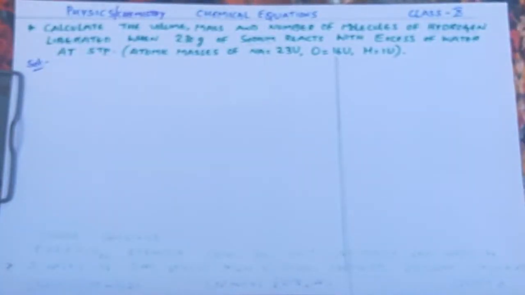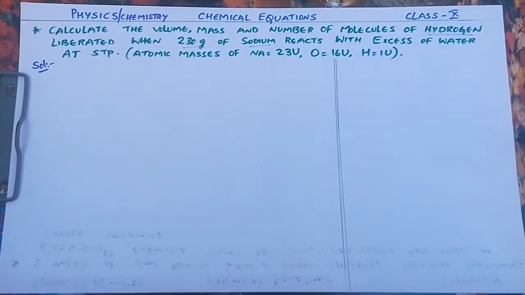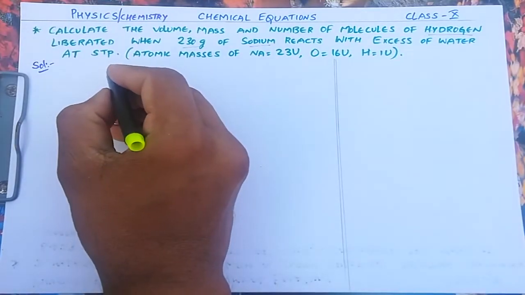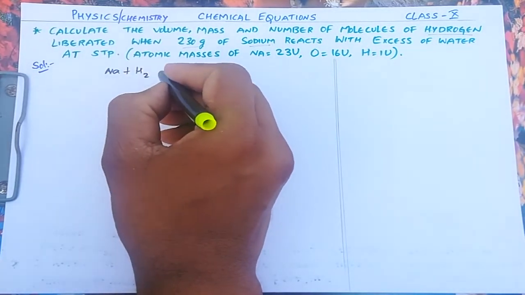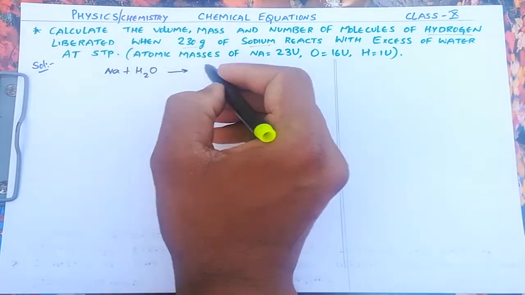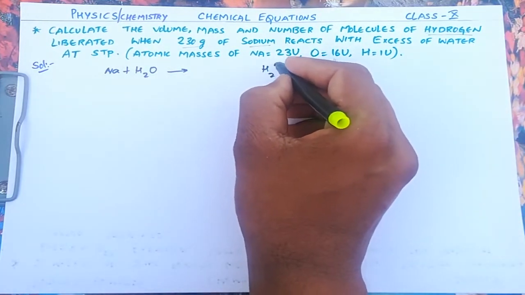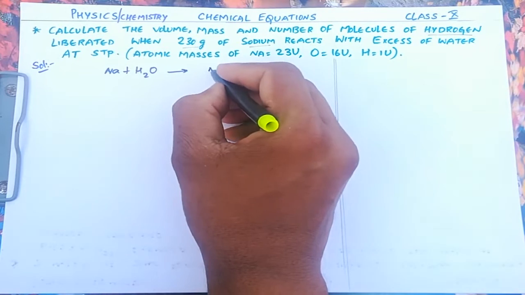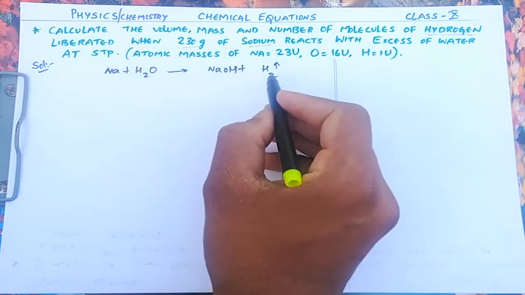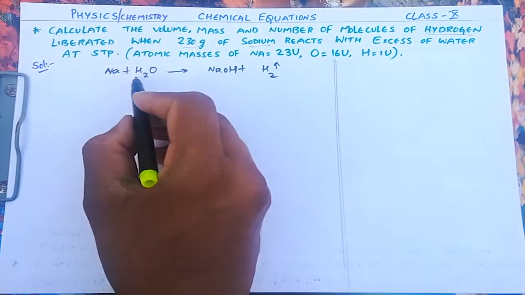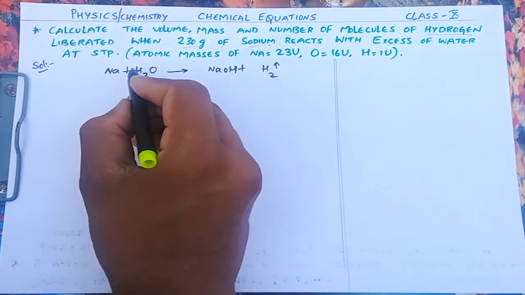liberated when 230 grams of sodium reacts with excess of water, meaning the water molecule. Let me write the equation first. Sodium Na reacting with H2O, that means water. H2 is liberated, this is the liberation symbol. The product is sodium hydroxide, NaOH. So H2 is liberated from water.